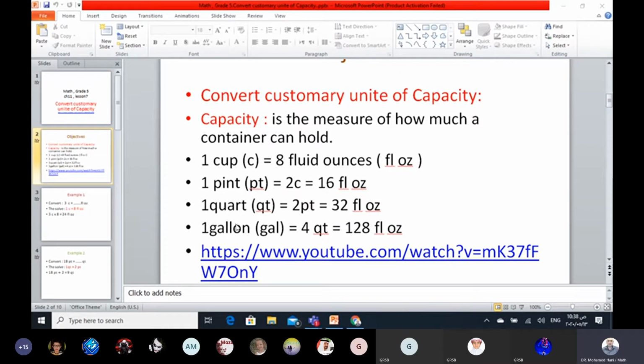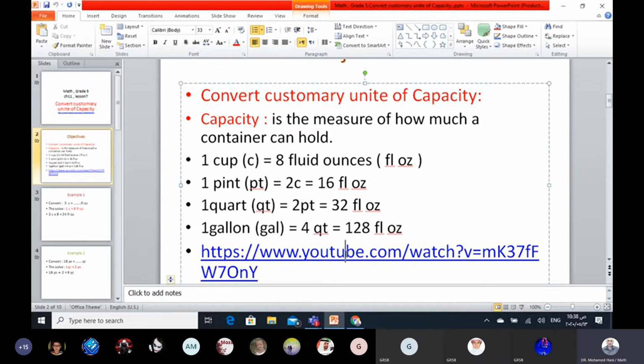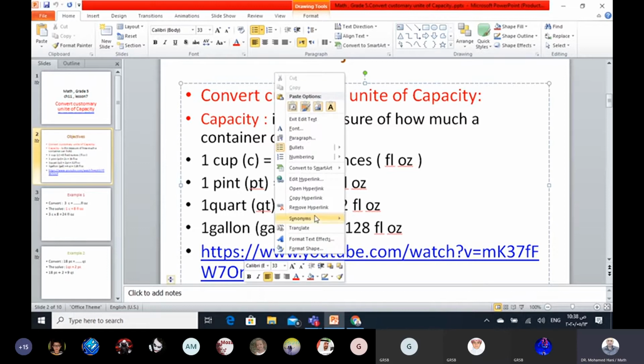So the big unit for capacity now in our lesson is gallon. This is the big one. And the smaller unit, the fluid ounces. Right. Let us watch this video to know how to convert.